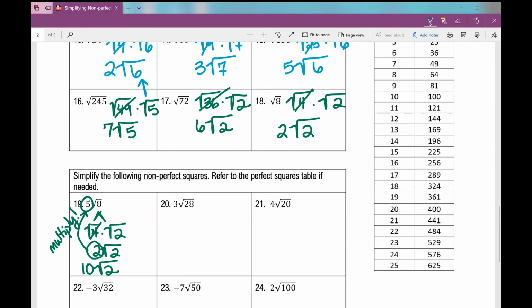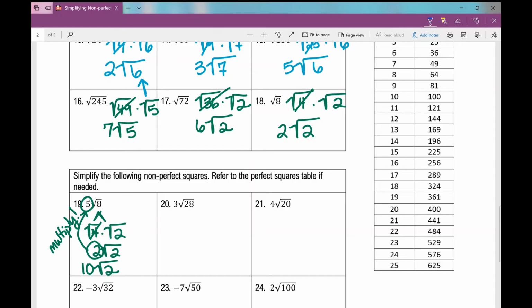Because when I read this 5 square roots of 8, that means 5 times the square root of 8. So if I simplify the square root of 8 and get 2 square roots of 2, then it's really 5 times 2 times the square root of 2. So I can just multiply 5 and 2 together, and that's all we're doing today in this section.